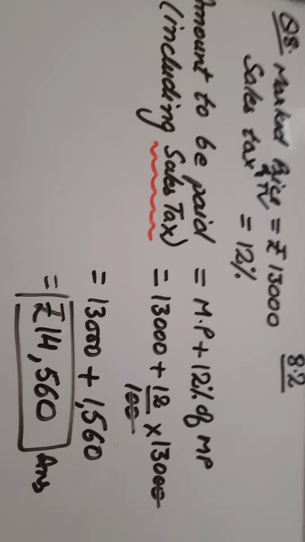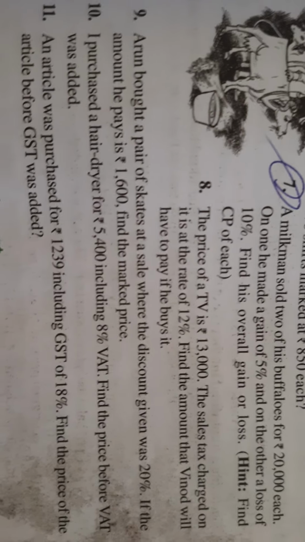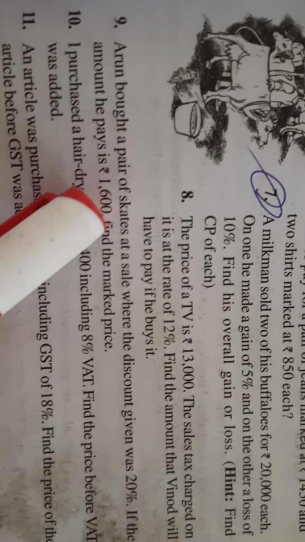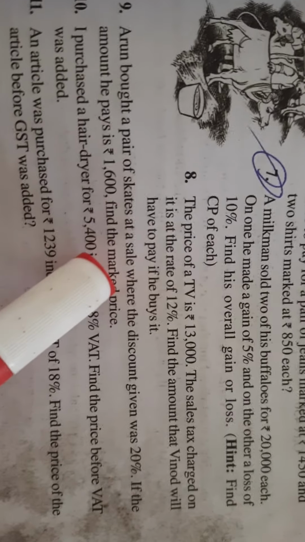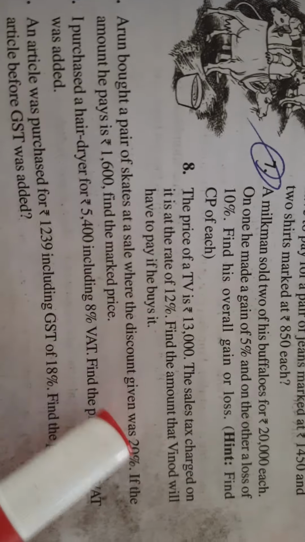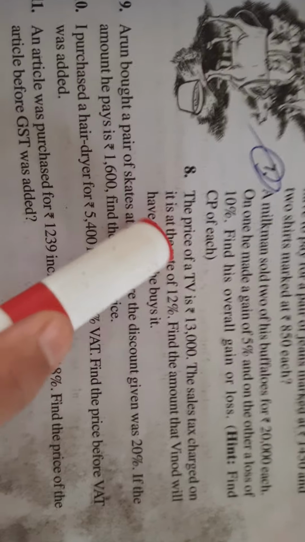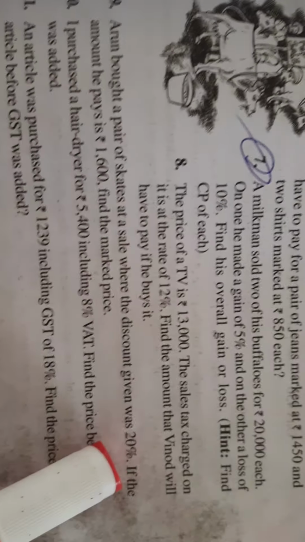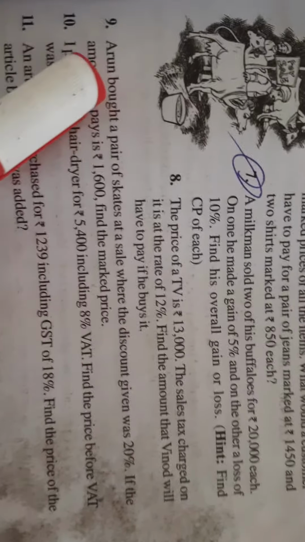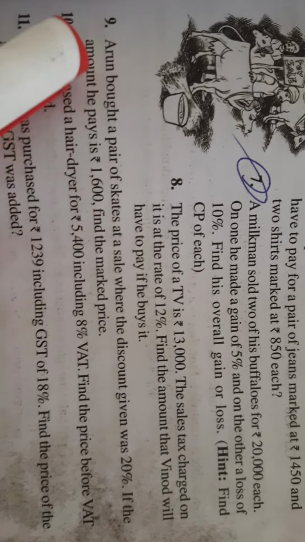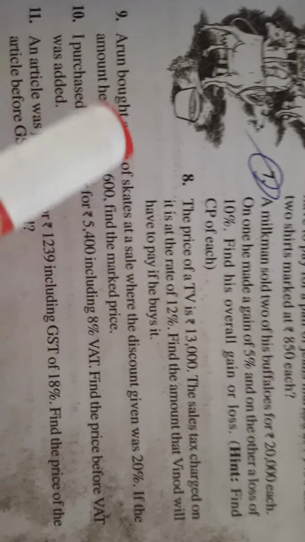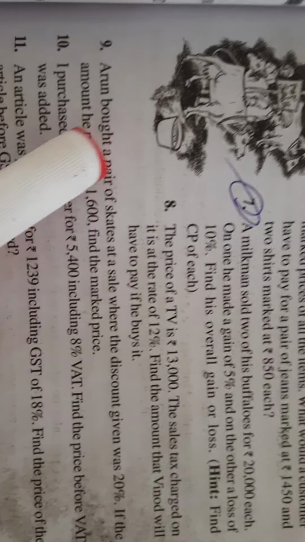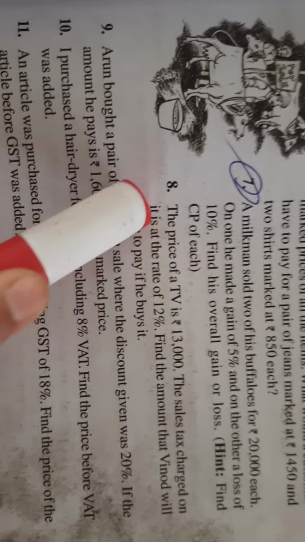So let us do a similar question. Now dear students, question number 9. Arun bought a pair of skates at a sale where the discount was given. Of course, if the sale is there, we'll definitely get the discount. How much discount did Arun get? 20%. If the amount he pays is rupees 1600, means ये amount वो दे रहा है 1600, means इसके अंदर discount लग कर ये amount आया है.